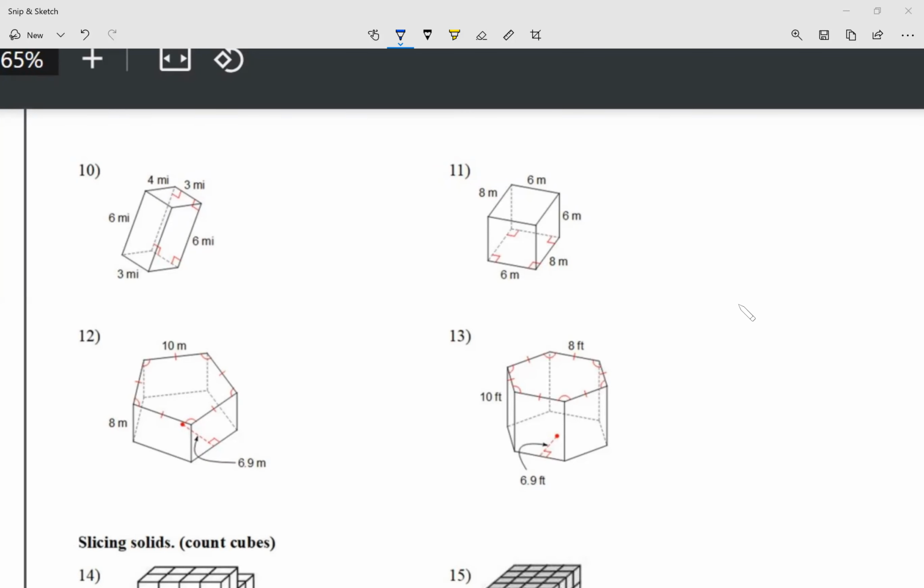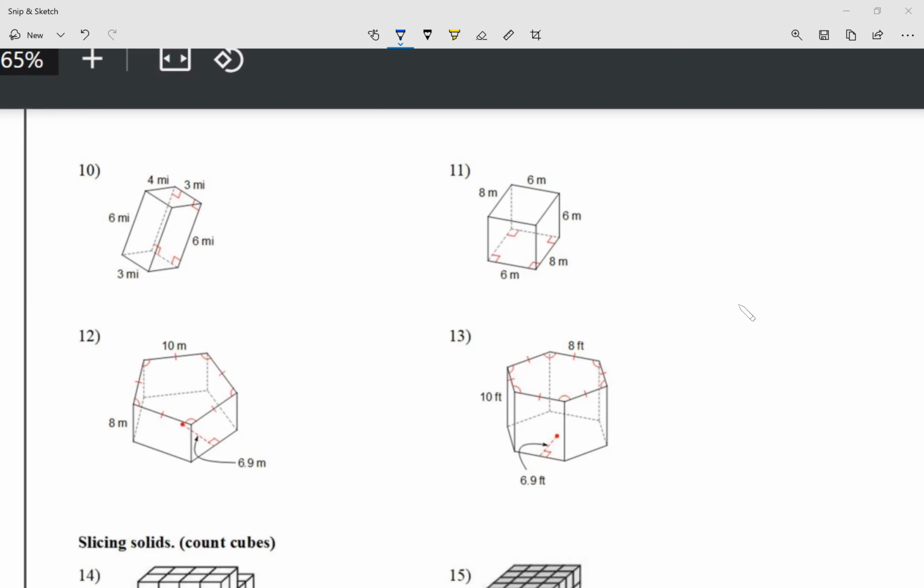Right, to finish the new items for this week, we're going to be looking at questions 12 and 13. We're still looking at surface area of prism, but now my bases either have 5 sides or 6 sides. A polygon with 5 sides, we call that a pentagon. And a polygon with 6 sides, we call that a hexagon. So we're going to call that pentagonal prism or hexagonal prism.